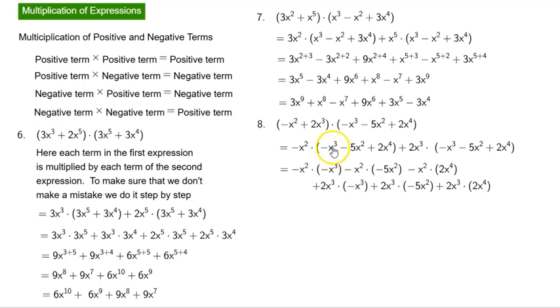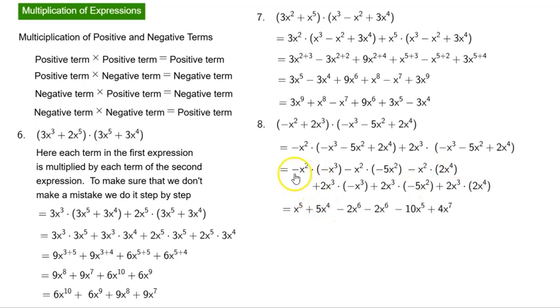Minus x square times minus x cube, minus x square times minus 5x square, minus x square times 2x to the power of 4, plus 2x cube times minus x cube, plus 2x cube times minus 5x square, plus 2x cube times 2x to the power of 4. Especially when negative signs are there, it's better to put them in brackets.